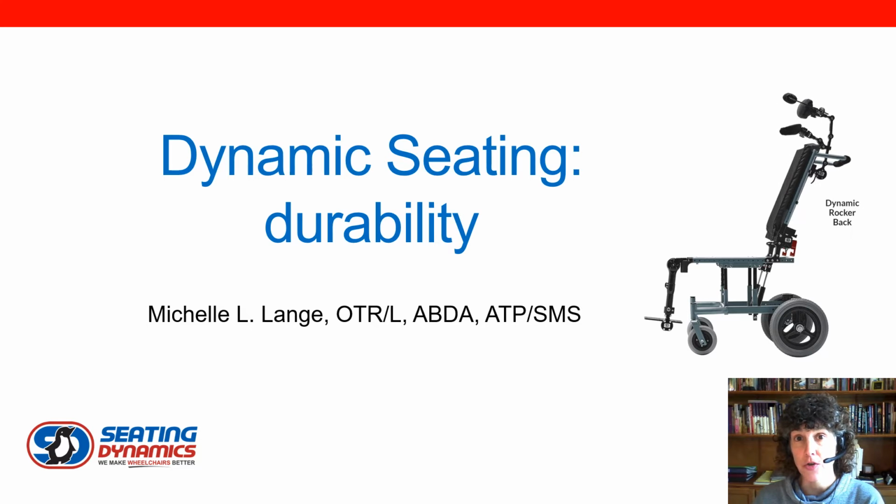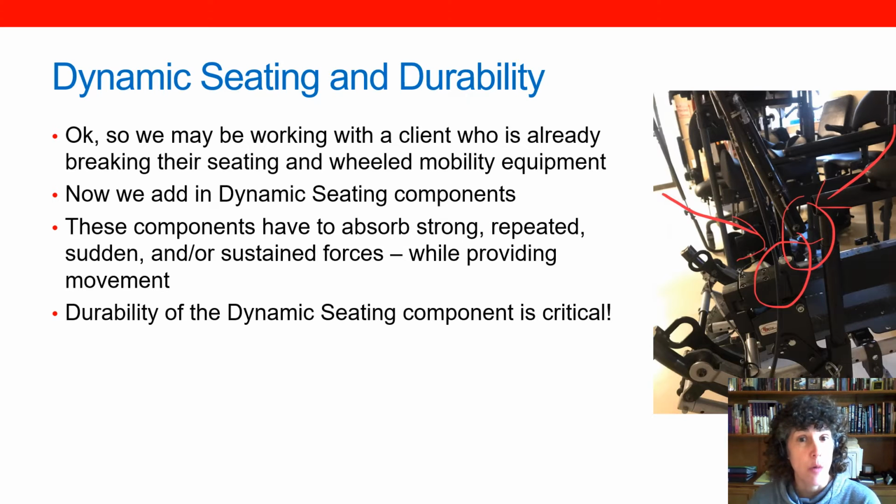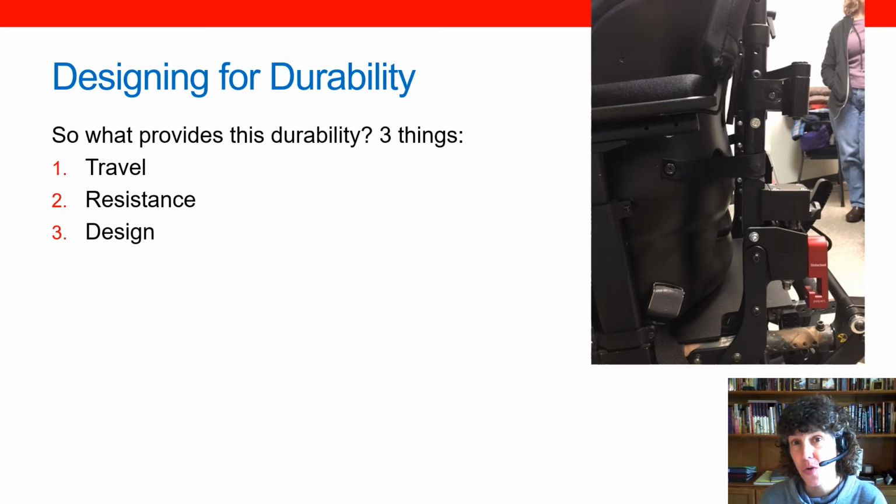Today we're going to talk about durability in dynamic seating. So let's say we're working with a client. They're already breaking their equipment, perhaps the seating system, the mounting hardware, the wheelchair frame, and now we've added dynamic seating. Usually this is done to absorb those forces and protect the equipment from breakage, along with other clinical indicators. Well, that means we need to use a dynamic component that's durable enough to sustain the forces that the wheelchair was unable to sustain, all while allowing it to move. That's a tall order. So how do we accomplish this?